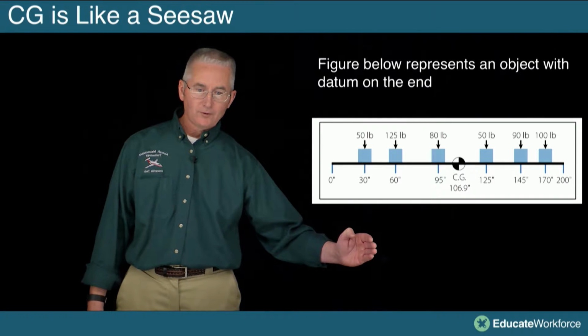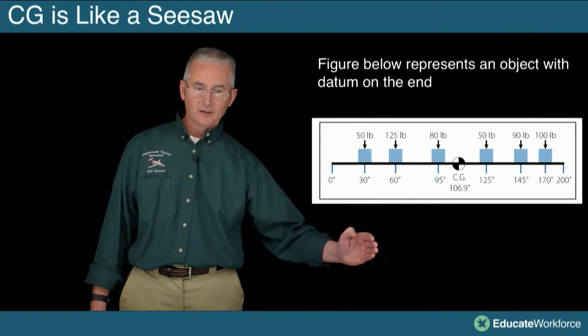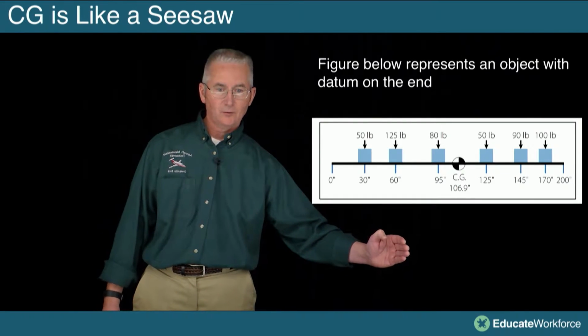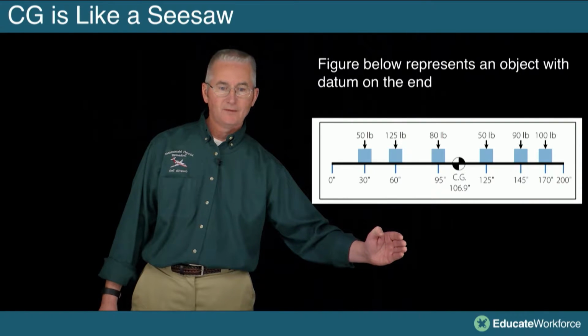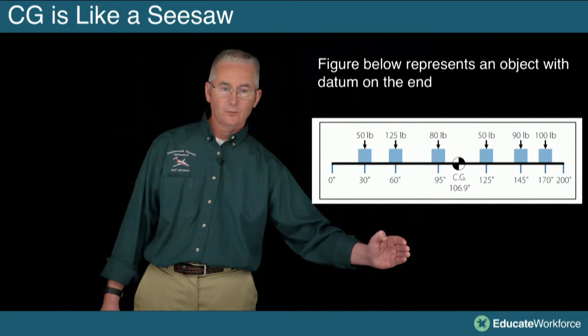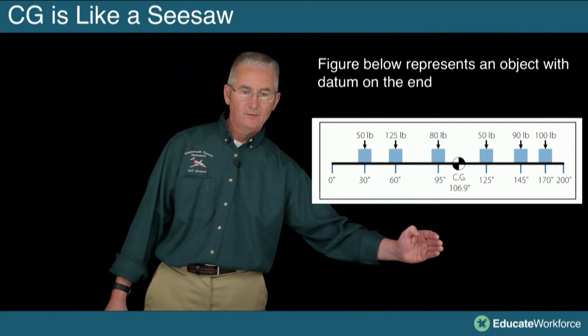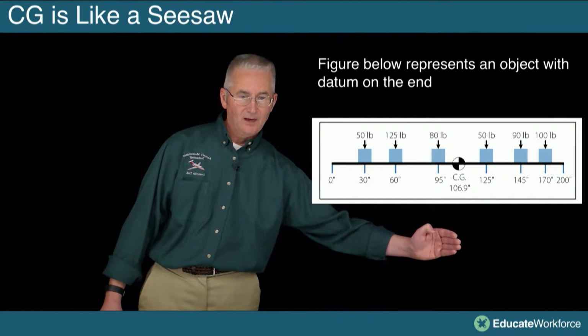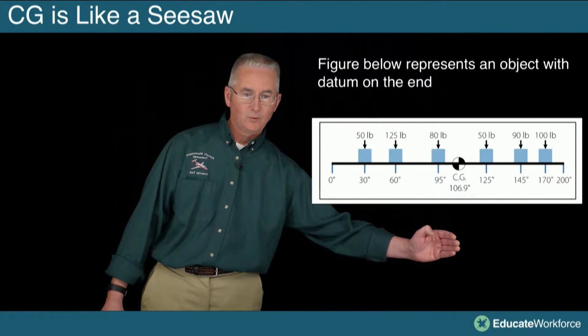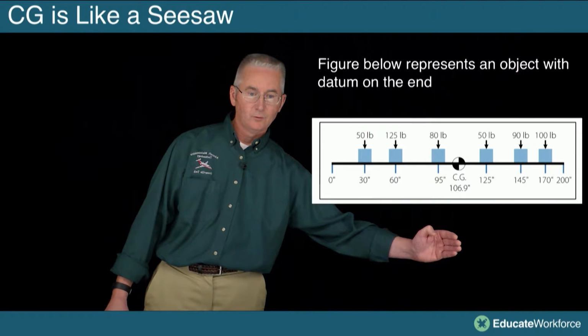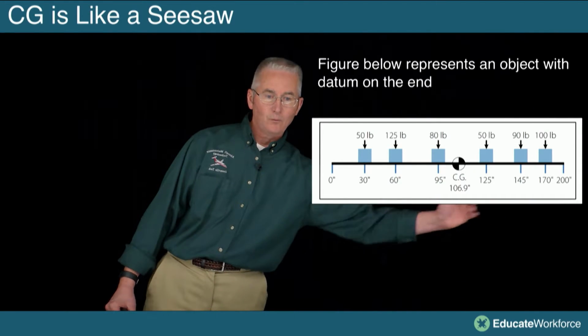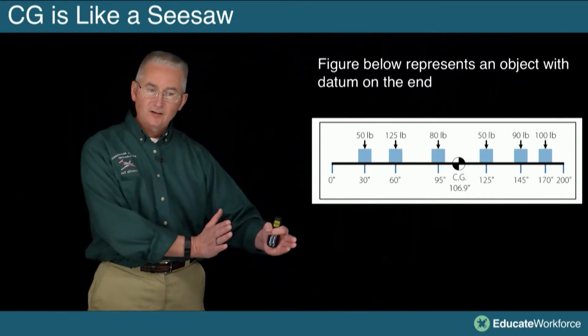And then as we go further back from the datum, we notice at 30 inches we have 50 pounds, at 60 inches we have 125 pounds, at 95 we have 80 pounds, and then we have a center of gravity of 106.9, or a center of balance, if you will, and then we continue to add weight beyond that center of balance.